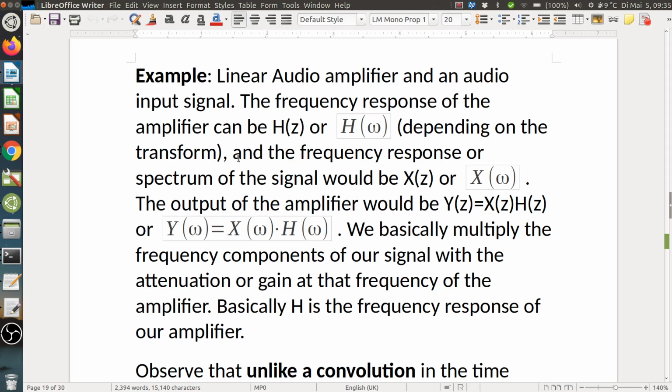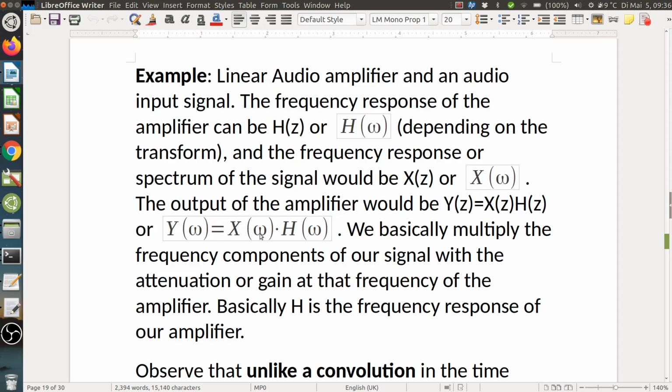And the frequency response or spectrum of our signal would be X of z or X of omega. So we input some music, for instance, and you can also compute the spectrum of the music using the Fourier transform, the DTFT, for instance. And then the output of the amplifier would be simply Y of z equals X of z, the spectrum of the signal, times H of z, the frequency response of the amplifier.